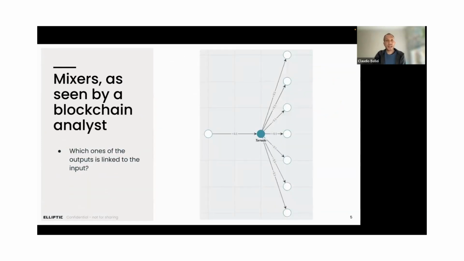Mixers, unfortunately, make the life of a blockchain analyst very difficult. So imagine you are interested in a deposit going into Tornado Cash, and you have this challenge next. Which one of these potential outputs is the only one that is linked to the deposit, to the input? How can I trace through this mixer? Unfortunately, in general, it's not possible to trace through a mixer, as we say.